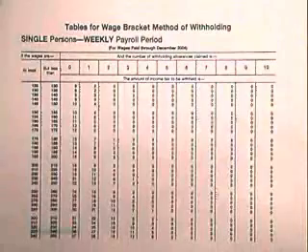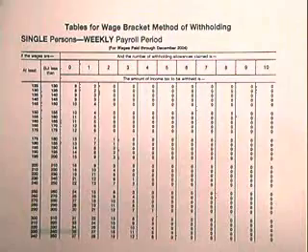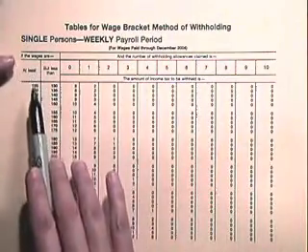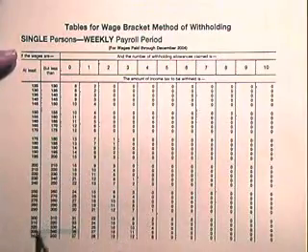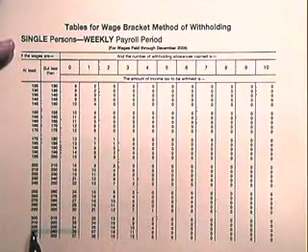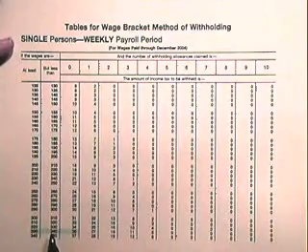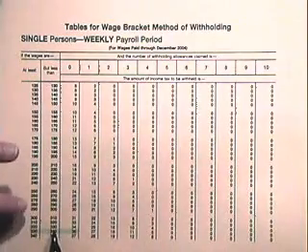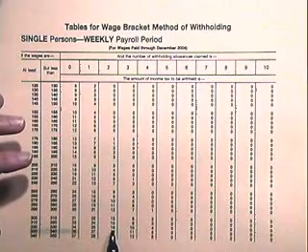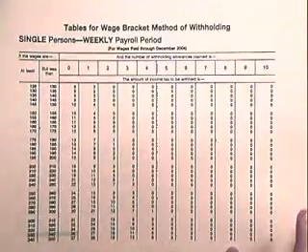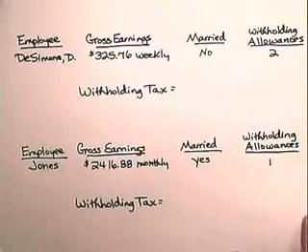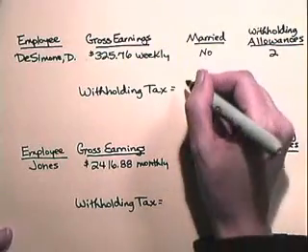To find his withholding tax using the wage bracket method, we consult the single person's weekly payroll period. If the wages are at least, and we go down to $320, but less than $330, so we're on this row, and we go over to the column under 2 withholding allowances, and we find $16. So the withholding tax for Mr. Simone is $16.